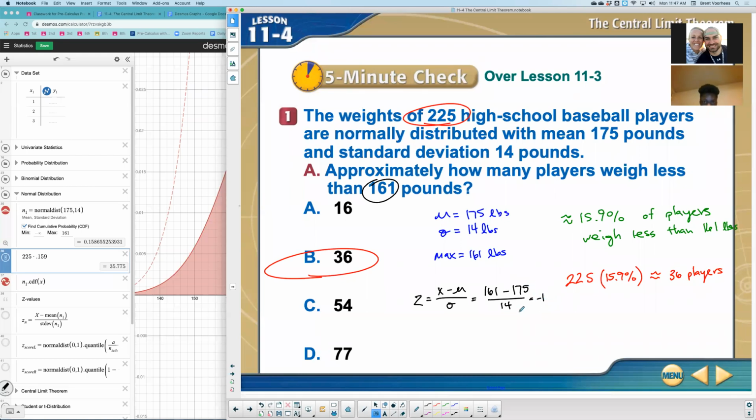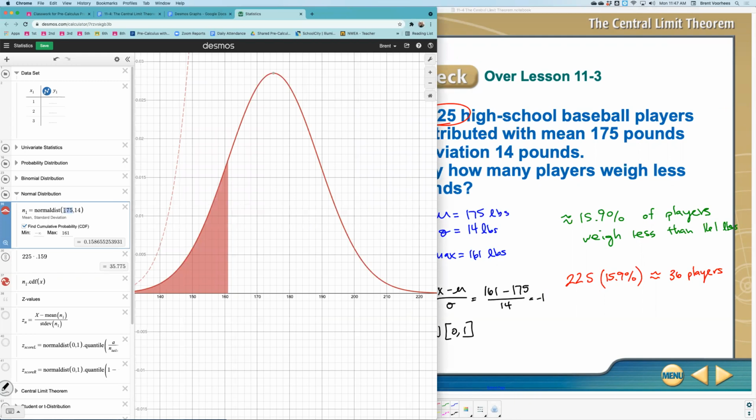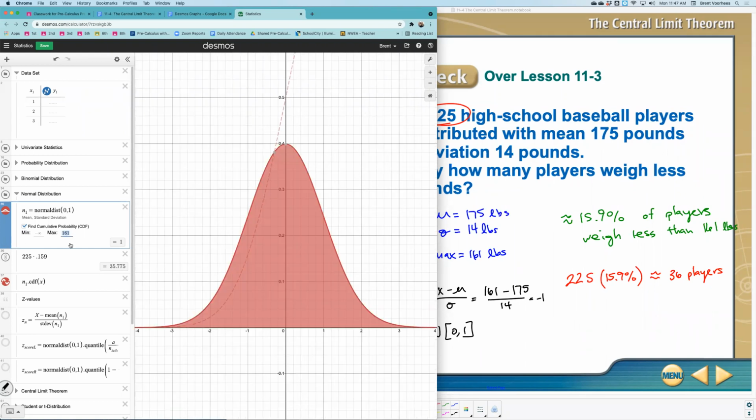And so what we could have done on the standard normal, that means it's a normal distribution with a mean of 0 and a standard deviation of 1, is look at the Z value of being left of -1. I'll show you, this would give us the same exact value. If I change this to a 0 and this to a 1, and look at the values from -1, you see it's the same number. So that also would have worked.